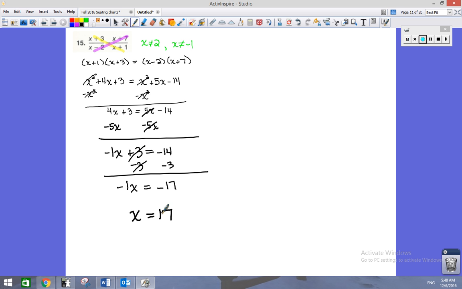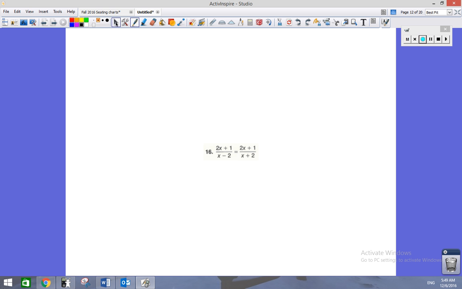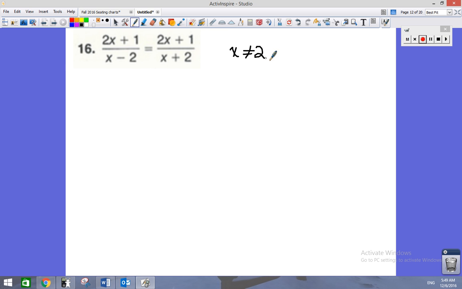17 is not 2, 17 is not negative 1, so we're fine. We don't have any extraneous solutions. That's our only solution to this proportion. We look at the denominators and we see that we can't allow x to be positive 2. We can't allow x to be a negative 2. The technique of cross multiplying might introduce extraneous solutions, solutions that don't satisfy the original equation.